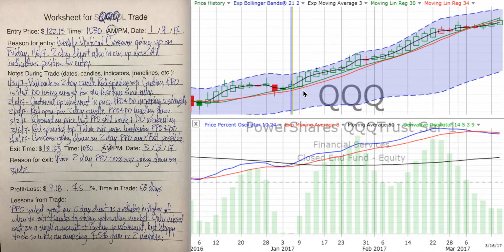2-day chart still looking good. Weekly chart still looking good. Maybe just a little pullback. Spinning top means indecision, so we questioned some things there, but we kept it going. Now, what was the next thing that happened?